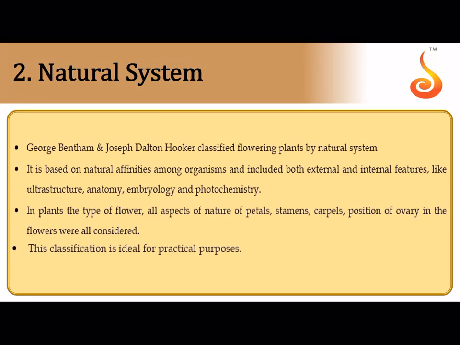Then came the natural system. This was an advanced system proposed by George Bentham and Joseph Dalton Hooker. So, what was the main idea behind the natural system? They took into account the natural affinities. Affinities mean similarities, relationships, and they took into account both external and internal features. What are some of the features? Ultrastructure, anatomy. Anatomy is internal structure. Ultrastructure is if you were to look at a single cell under a high power microscope, you will know the finer details of the cell. That is called ultrastructure.